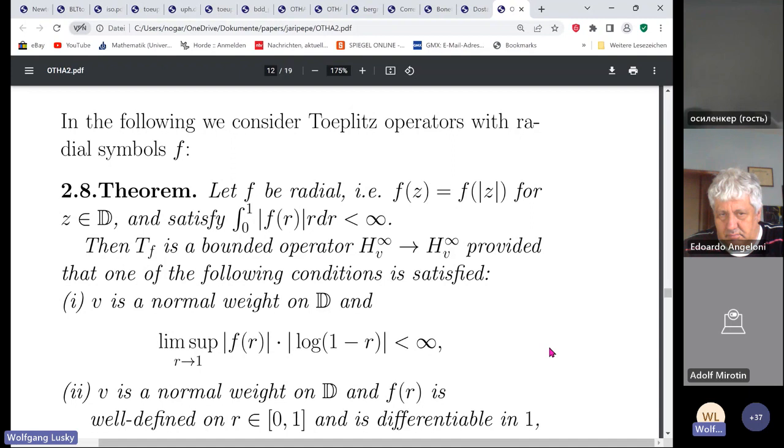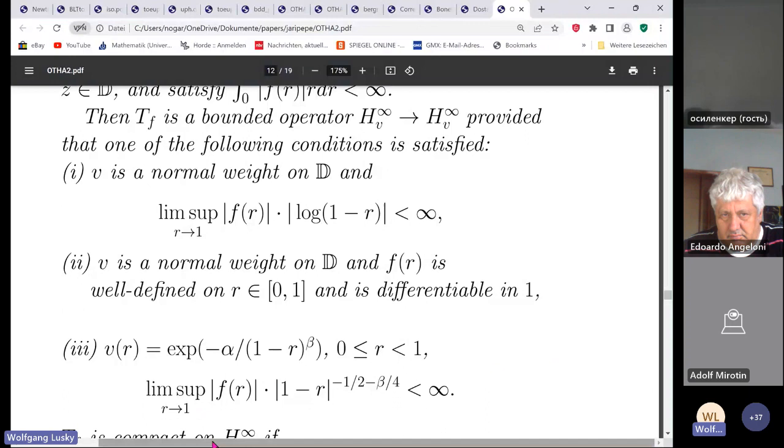Now for the exponential weight, we have the following condition. Here we have to replace the logarithm by a factor modulus of 1 over 1 minus r to the 1 over 2 plus beta over 4 for this beta here. And it seems remarkable that we don't need the parameter alpha here in this condition.